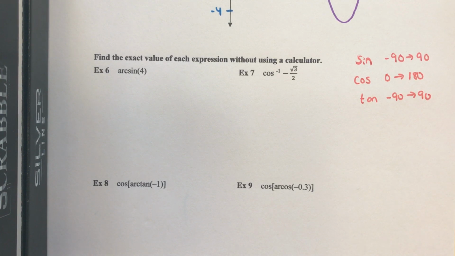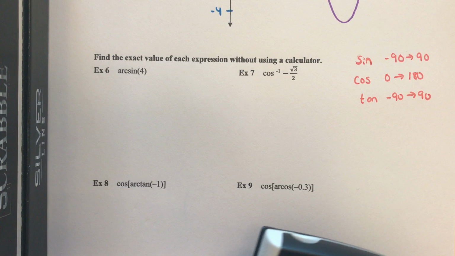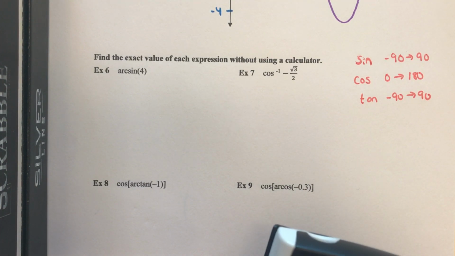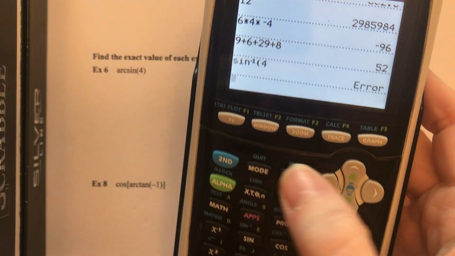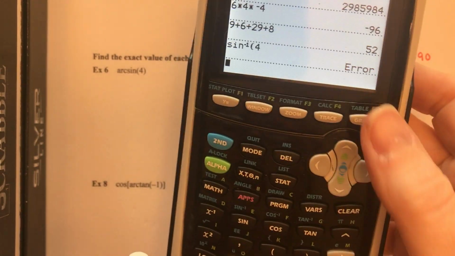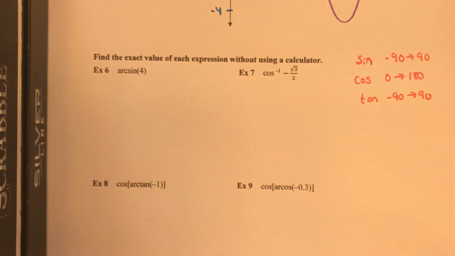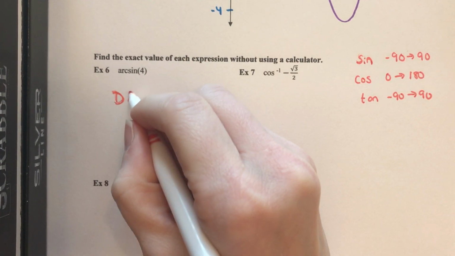Okay, so number 6 is weird because it says 4. Now 4 is not on our unit circle. If I go to do that on my calculator, inverse sine of 4, if I press enter, I get an error. And that's because the unit circle, remember, only goes out to 1. So 4 is not an option. We can write does not exist.